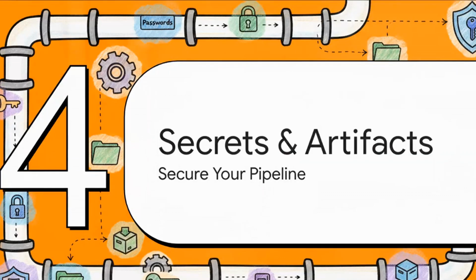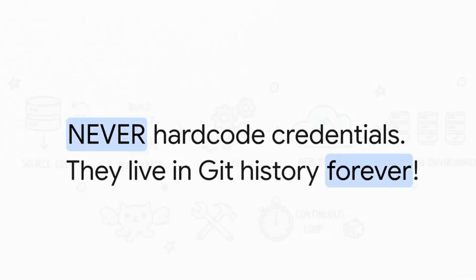Section 4, Managing Secrets and Artifacts. Listen, I literally cannot emphasize this rule enough. Never hard-code your credentials in your YAML file. Remember, this file is committed directly to your Git history. If you paste an AWS key or a database password in plain text, anyone with access to the repo can see it. And worse, it lives in the history forever, even if you try to delete it in the next commit. It is a massive, massive security risk.